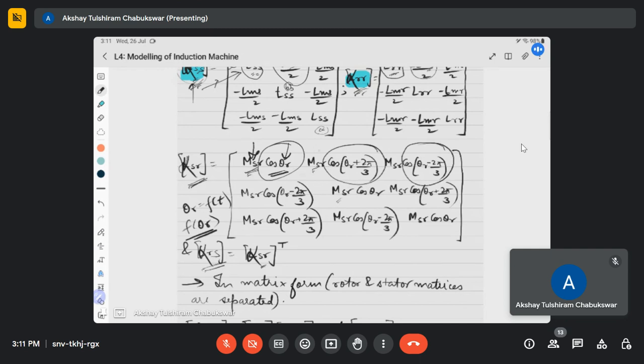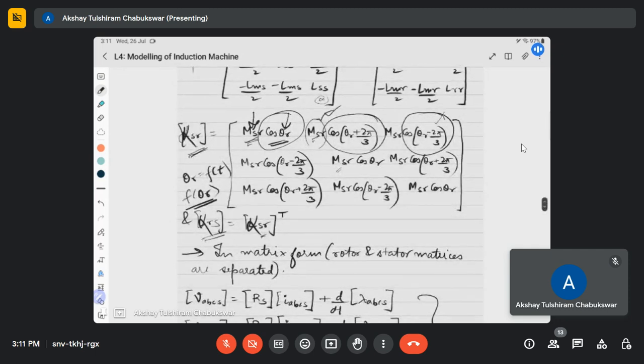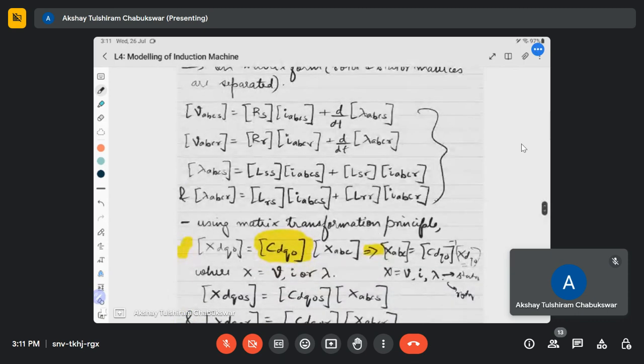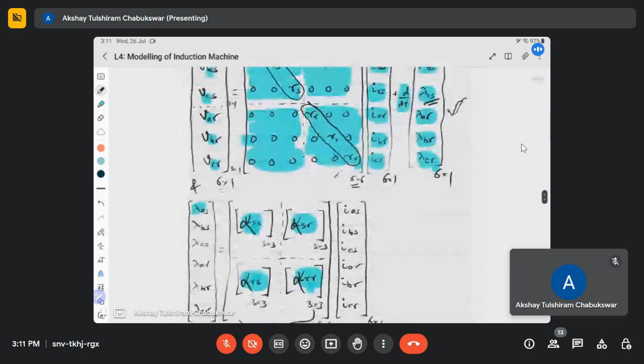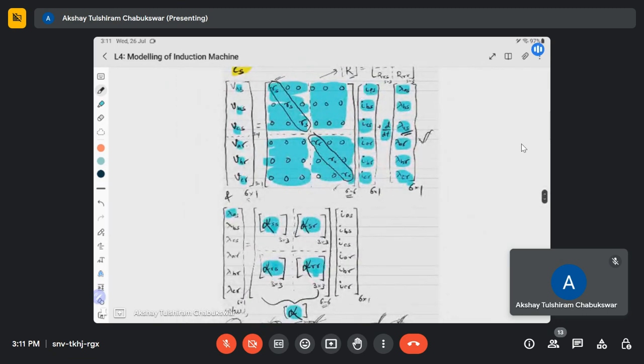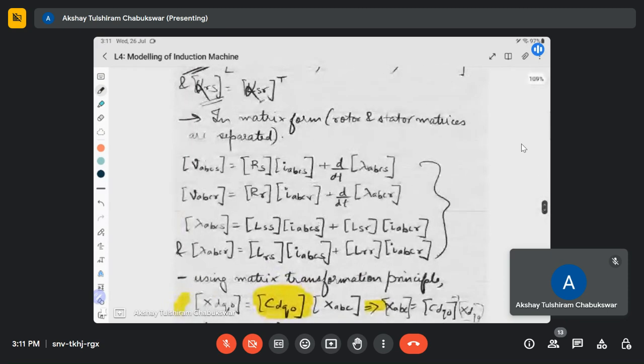MSR means the mutual coupling term between stator and rotor, not stator to stator mutual, not rotor to rotor mutual. MSR defines the mutual coupling inductance between a stator and some rotor winding, meaning stator to rotor mutual. So you have to get rid of this theta term. Okay. As you know from the last lecture, instead of writing a whole big 6 cross 1 matrix, we can write this in terms of this.